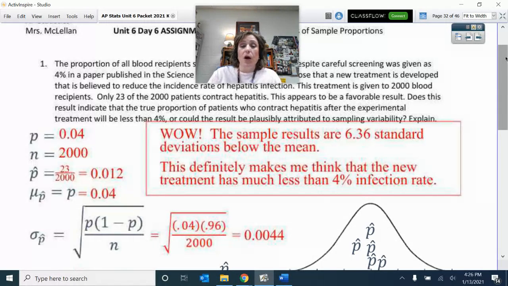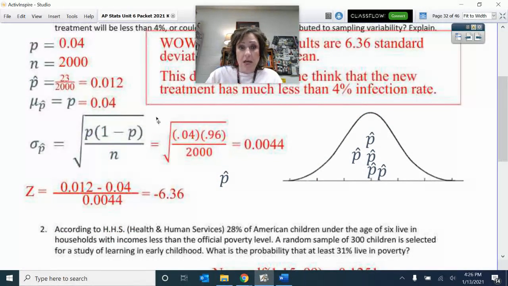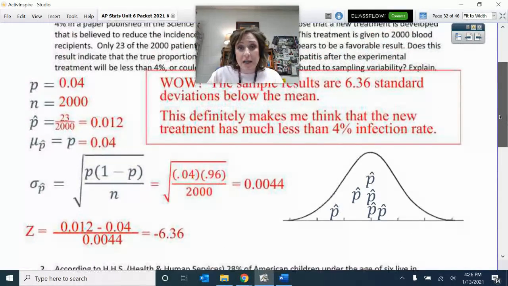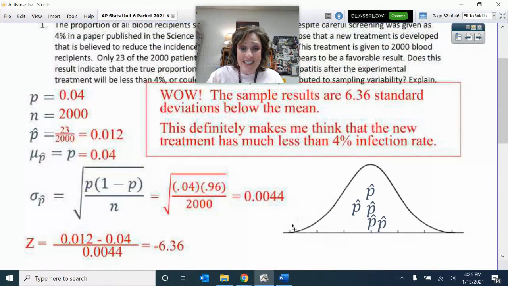Explain. No, holy moly. Sampling variability would place our sample within 2 standard deviations of 4%, but it was over 6 standard deviations away. So I'm pretty much saying there ain't no way that, based on this, the new treatment has centered around 4%. That new treatment has centered around something way lower than 4%. Okay.